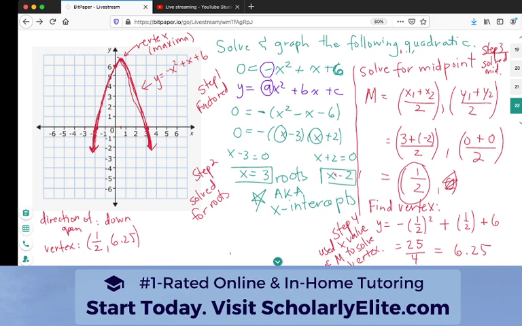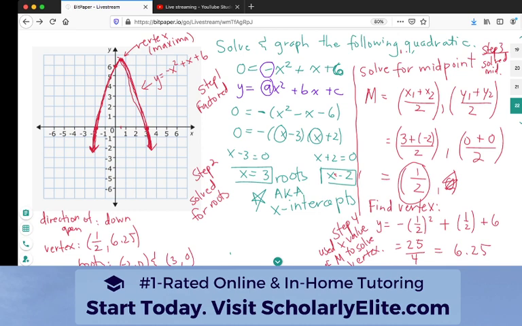They might ask you, what are the roots? It depends on your teacher and how they've taught it to you, but most teachers will accept actual points. So here in this case, you've got -2, 0, and 3, 0. So these are important things to remember.